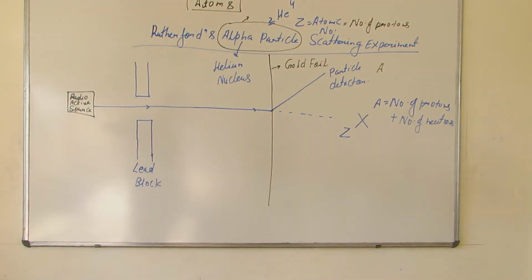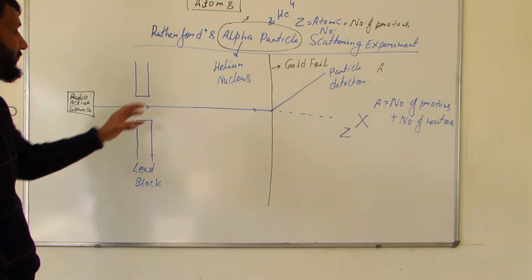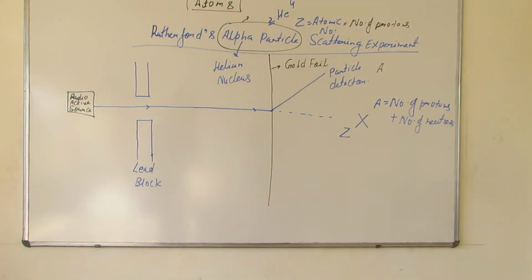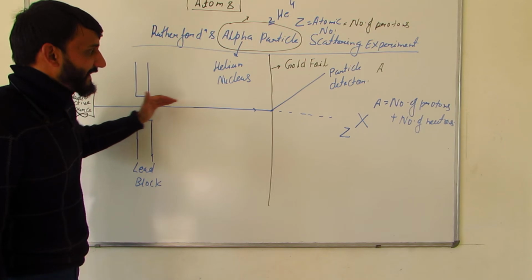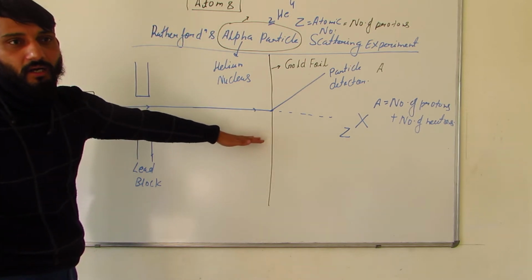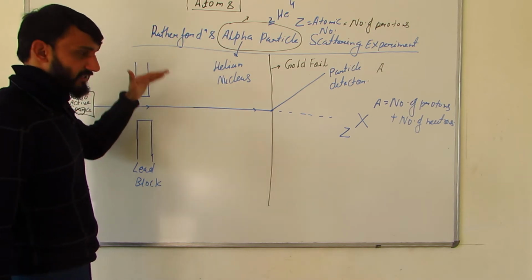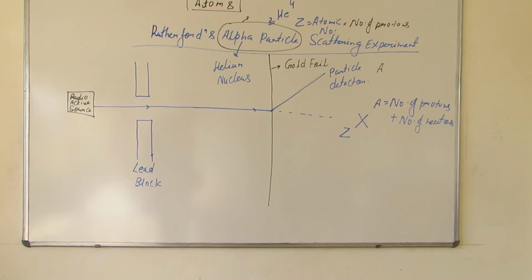Now here is the setup. There is a radioactive source which will emit this alpha particle. These are the lead blocks which are put. Why are these lead blocks put? The reason is that when you put these lead blocks, the possibility of the particle traveling straight and hitting a target is increased. Otherwise they may deflect here and there. So these lead blocks are what we call the collimators. They keep it on the track.